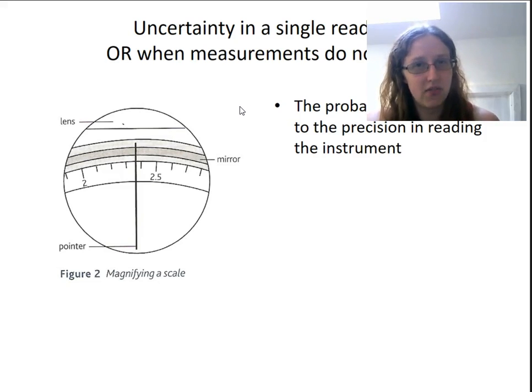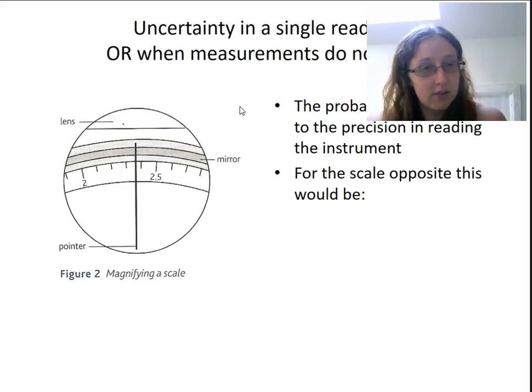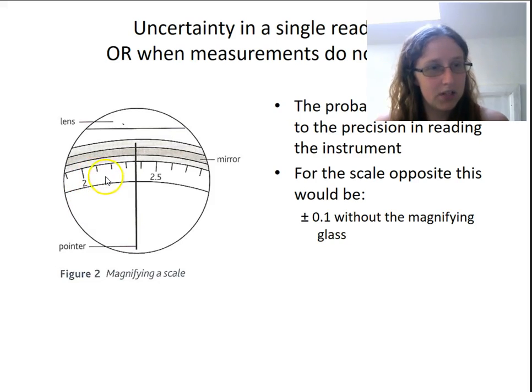So when I measure the length of my notebook, it will be plus or minus 1 millimeter, because that's how much I could be out by because of the measuring device. So if we look at the scale opposite, it would probably be plus or minus 0.1 without the magnifying glass, because you can see the smallest division is 0.1, so 2 to 2.5, and there's 5 divisions, so that would be the precision of this device.